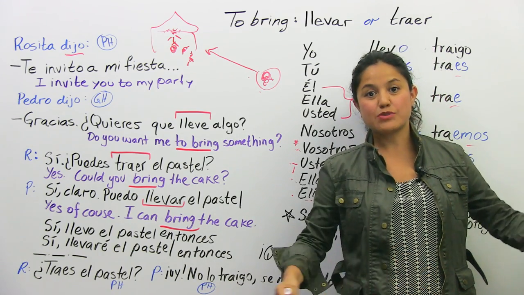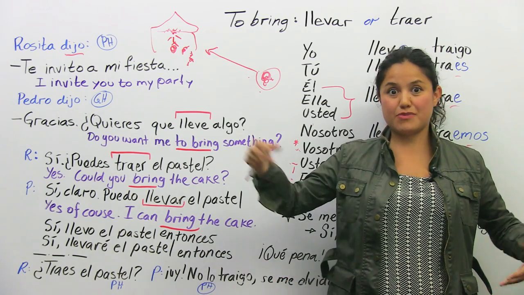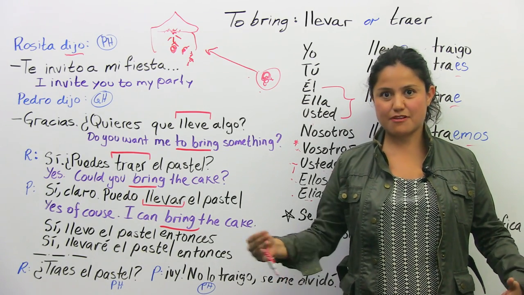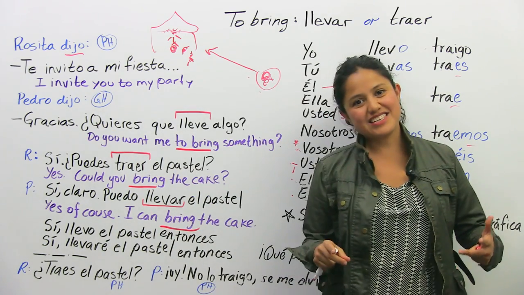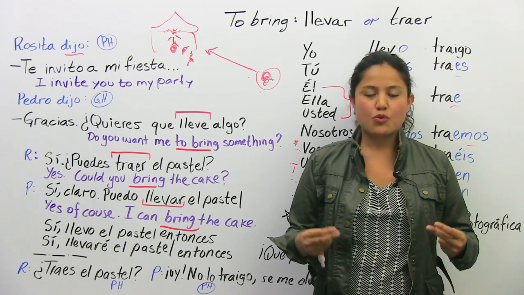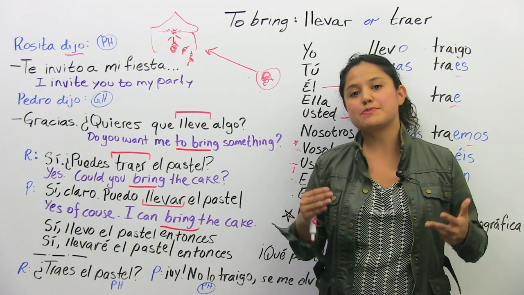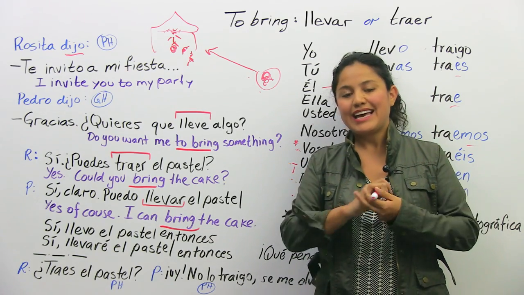Do you understand that? What he says, no lo traje, is from there to here. Traer is from there to here. Llevar is from here to there. This is why in Spanish we use two different verbs, because we express the same idea of to bring depending on the direction.